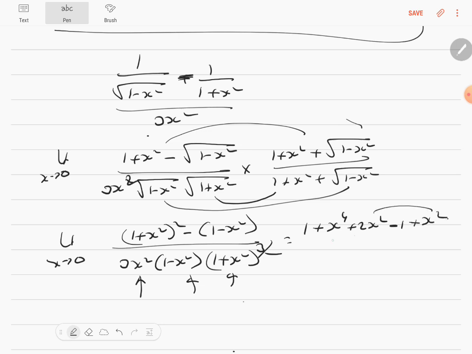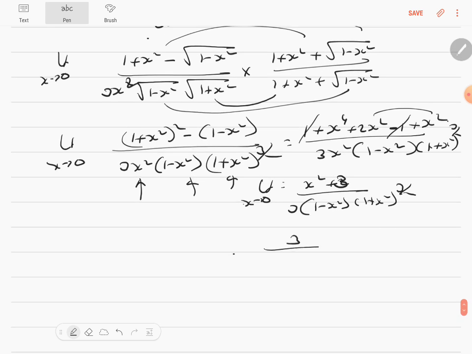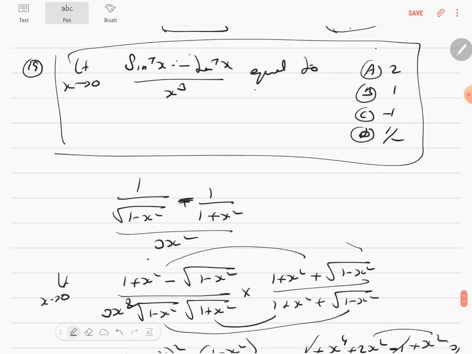So the 1 and minus 1 are getting cancelled. Superb. And x square can be taken out, so it can get cancelled with x square in the denominator. Okay, our problem is getting solved. So if you take x square completely out, x square gets cancelled, you'll be left with x square plus 2 plus 1, 2 plus 1 is 3, by 3 into 1 minus x square into 1 plus x square the whole to the power 3 by 2, limit x tends to 0. The moment you put x as 0, you get 3 by 3 into 1, 3 by 3, the answer is 1. So therefore the answer will be option number B.